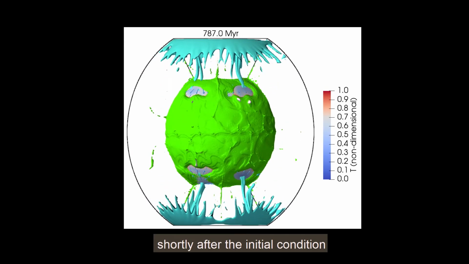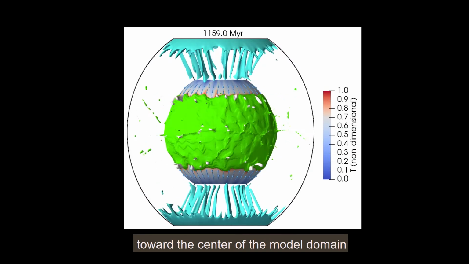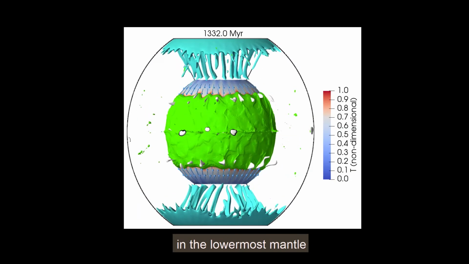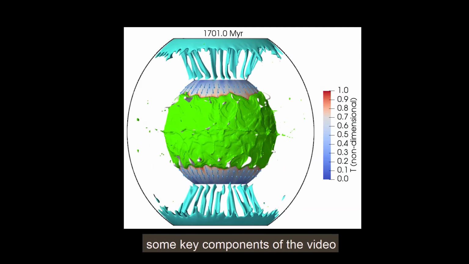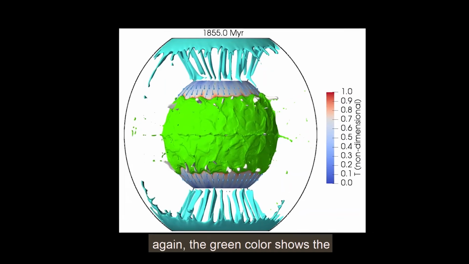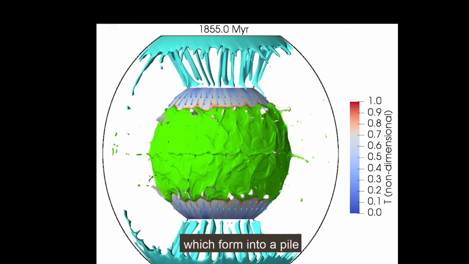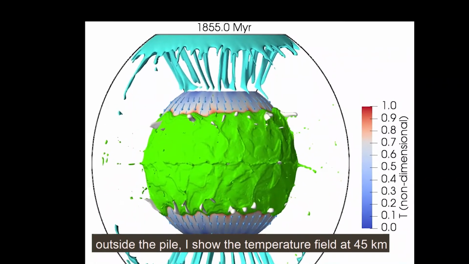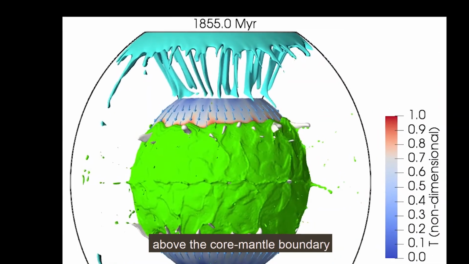Shortly after the initial condition, the intrinsically dense materials are pushed toward the center of the model domain in the lowermost mantle. Let's pause the video to explain some key components of the video. The green color shows intrinsically dense materials, which form into a pile. Outside the pile, I show the temperature field at 45 km above the common boundary.